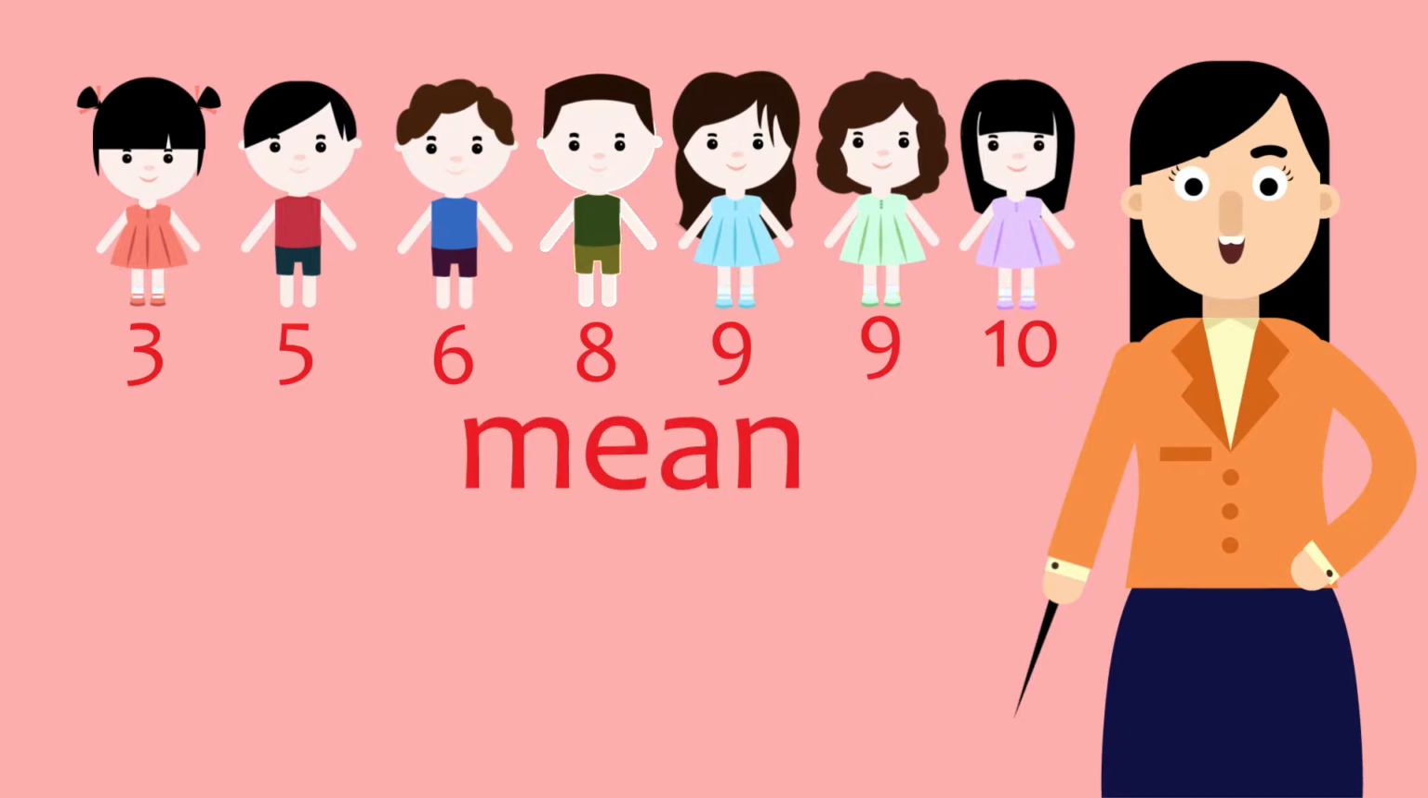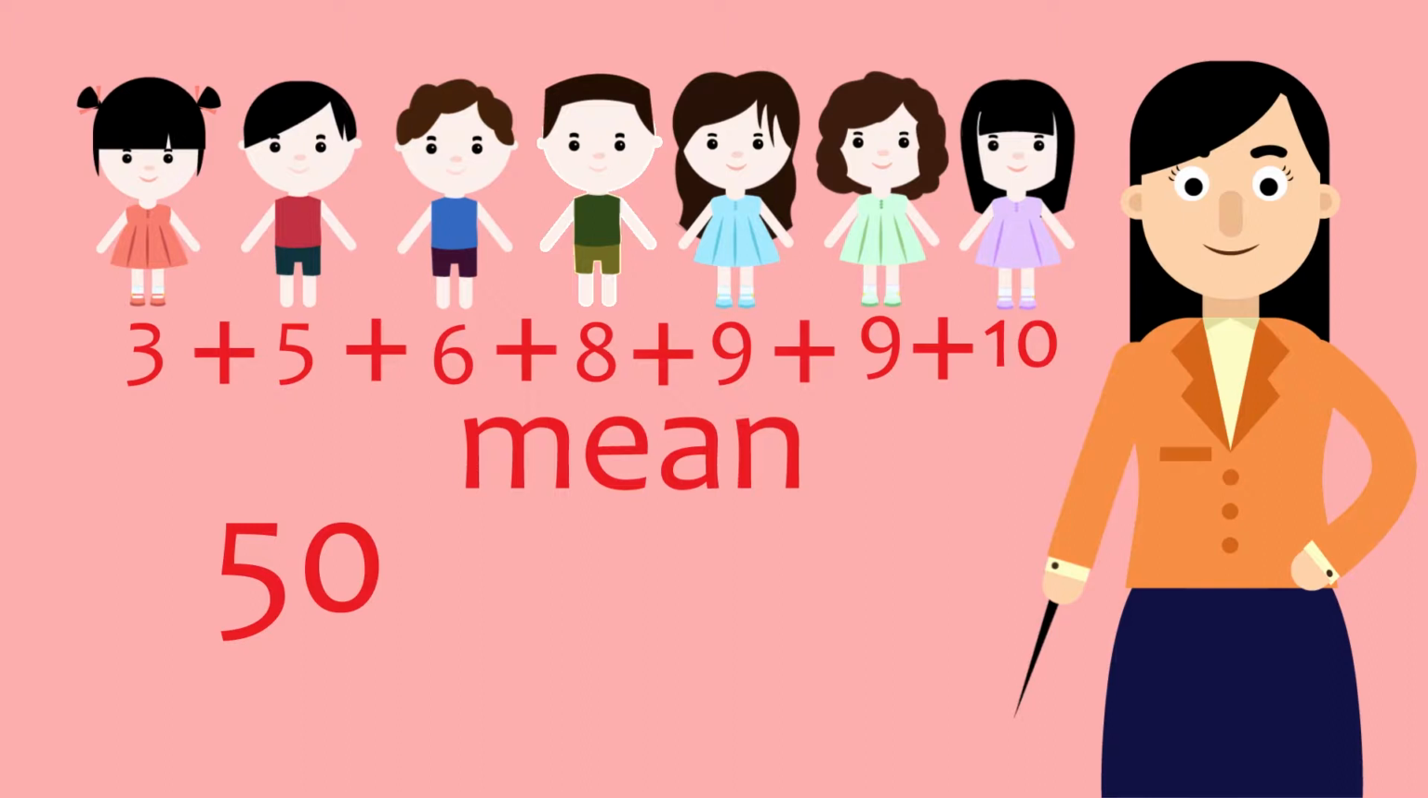What is the mean age of Sophie and her cousins? The mean or average is the total sum of the data divided by the total number of data. So, let's sum: 3 plus 5 plus 6 plus 8 plus 9 plus 9 plus 10. This equals 50. Now we're going to count the total number of data: 1, 2, 3, 4, 5, 6, and 7. Now, let's apply what I said first. We divide 50 by 7, and the result is 7.14. So the average age of Sophie and her cousins is 7.14.